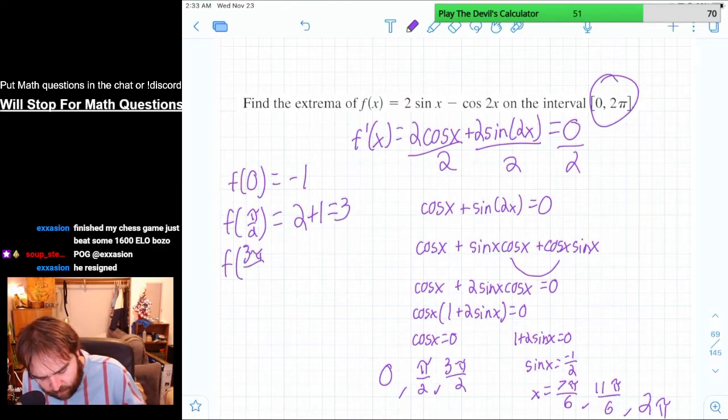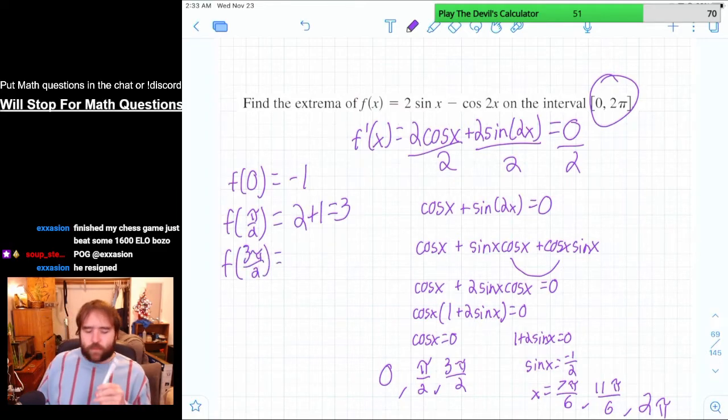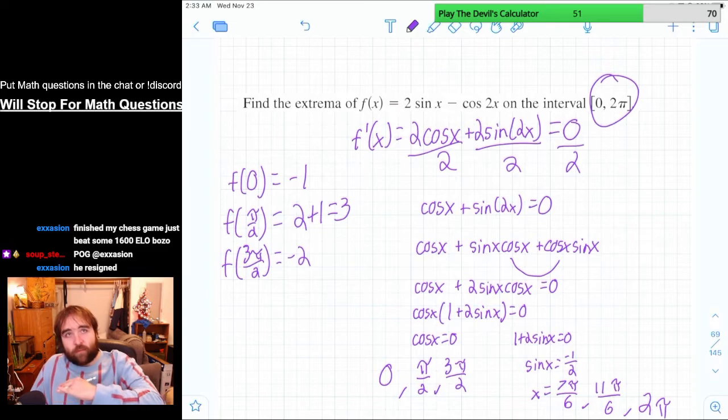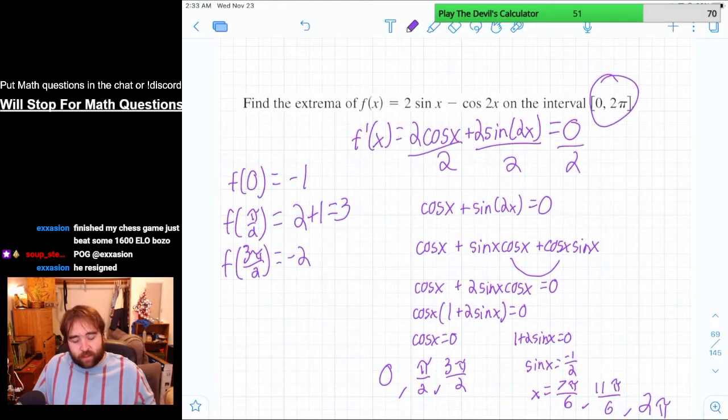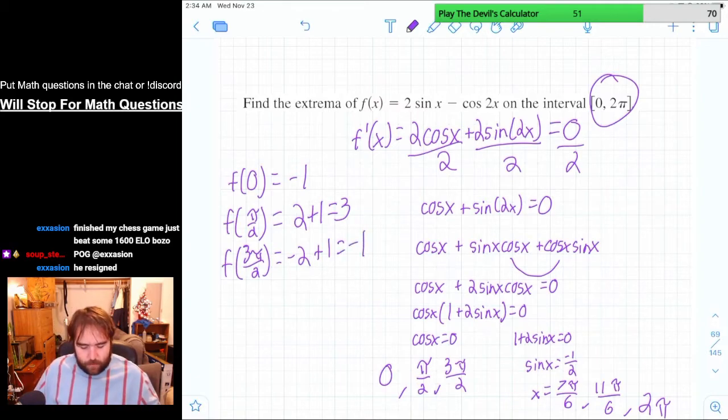Hope I'm not making little math errors here on my sines and cosines. So let's do f of 3 pi over 2. Sine of 3 pi over 2 is negative 1, so this is negative 2. And then the cosine of, it's times 2, so it's actually the cosine of 3 pi, which is really just the cosine of pi, which is negative 1. So minus negative 1, so plus 1. Just like it was before. So then that's negative 1 again.